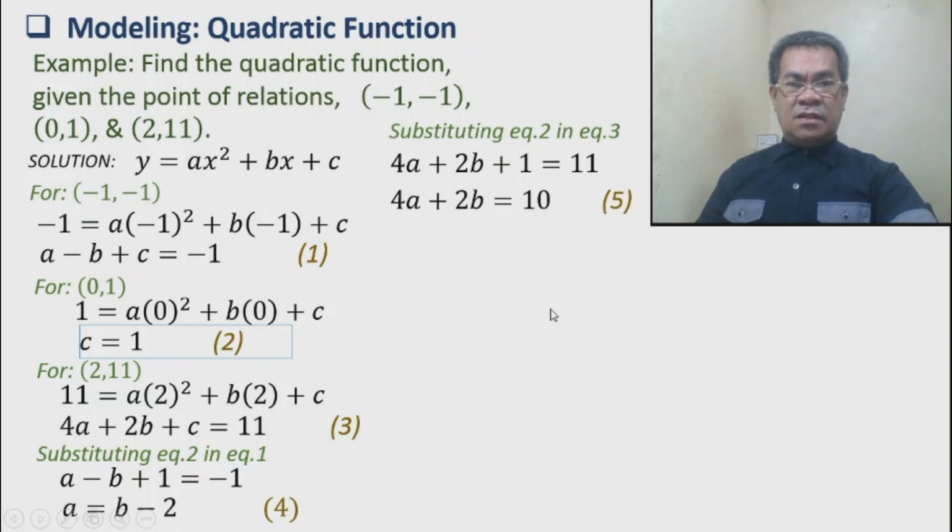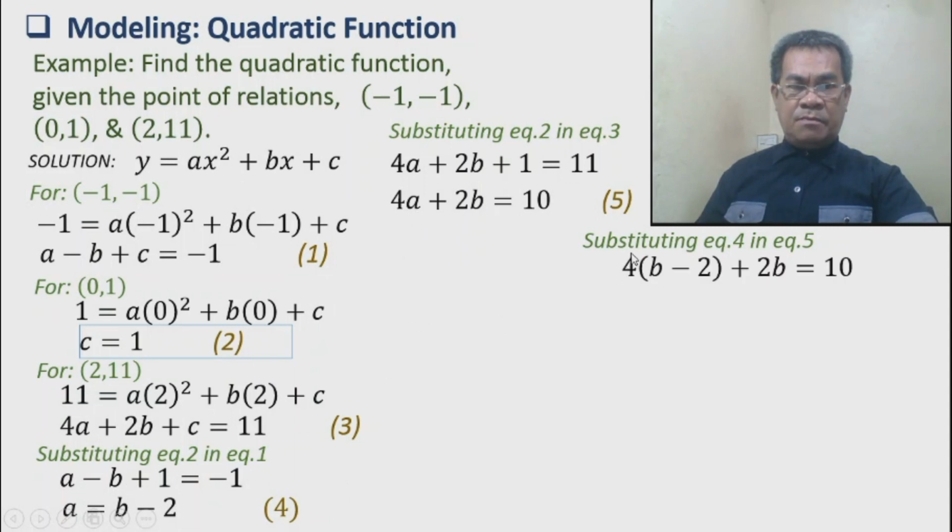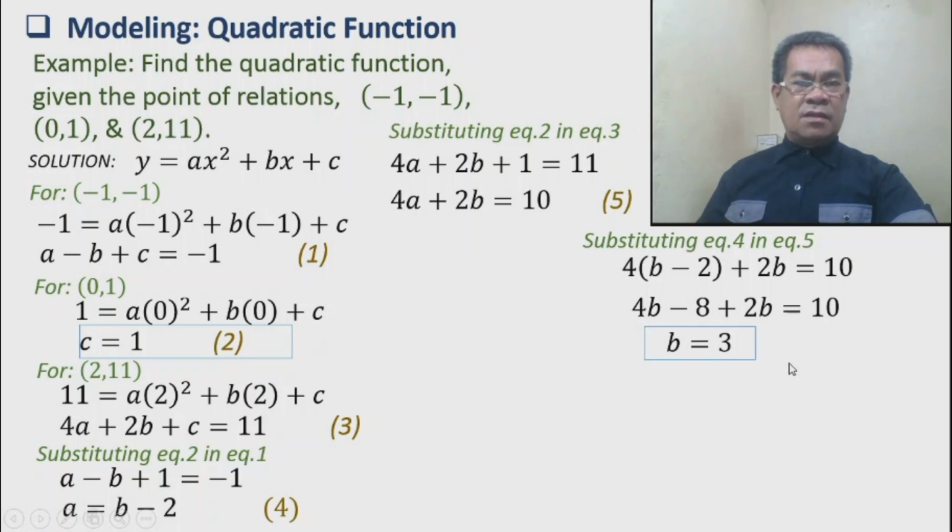Then you have to substitute equation 4 in equation 5. So this B minus 2, which is equal to A, you have to replace it here. So we come up with 4 times B minus 2 plus 2B is equal to 10. Remove the grouping symbol: 4B minus 8 plus 2B is equal to 10. So then B is equal to 3.